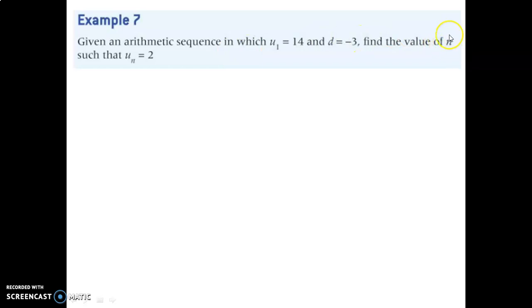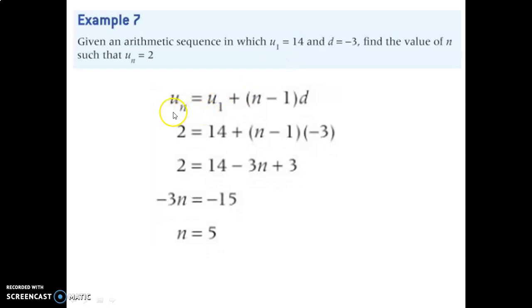When you're looking for the n value, it's saying which term, because n represents which position or term of the sequence we're talking about. This one would be pretty easy: begin at 14, u1, and then go down 3, down 3, down 3, and you can get to 2 pretty quickly. But let's do the algebraic approach. So start with the rule and plug in what you do know.